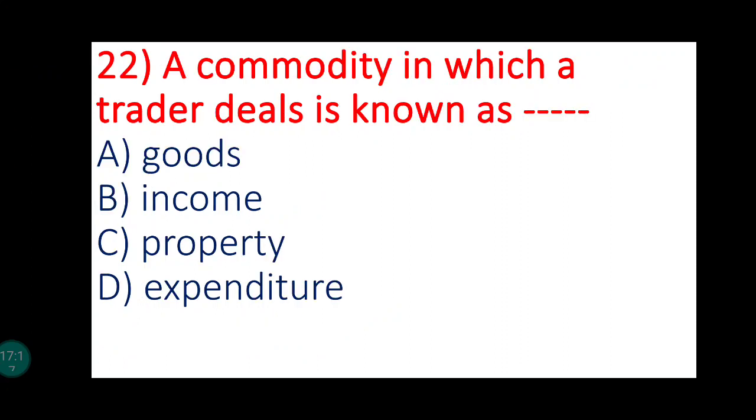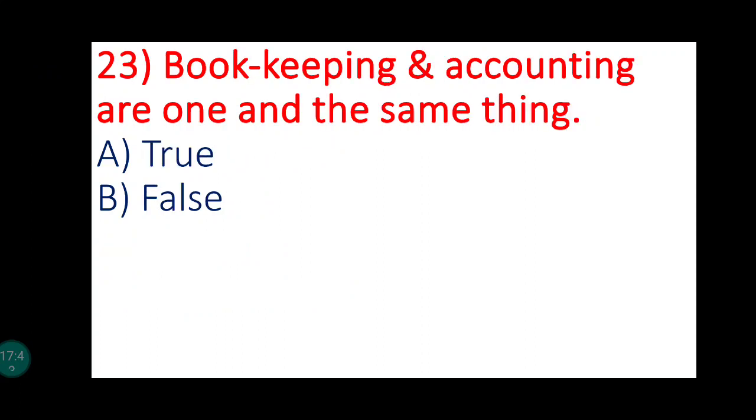A commodity in which a trader deals is known as goods. For example, for a trader who deals in a furniture, for them furniture is a goods. For a trader who deals in a computer, for them computer will be goods. So a commodity in which a trader deals is known as goods.